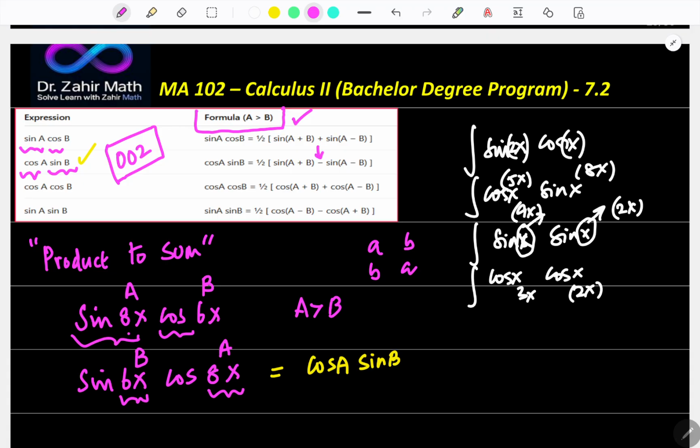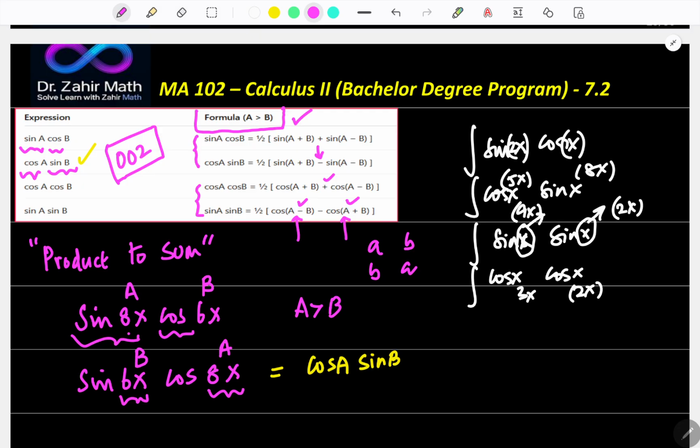Next is cosine A cosine B and sine A sine B. You remember this 2 and this 2. What is cosine A cosine B? Half times cosine A plus B plus cosine A minus B. But sine A sine B is half times cosine A minus B minus cosine A plus B. Keep your eye here. It's very, very important. All these formulas A plus B, A plus B, A plus B. A minus B, A minus B, A minus B. But here A minus B and A plus B. So just keep this idea in your mind.